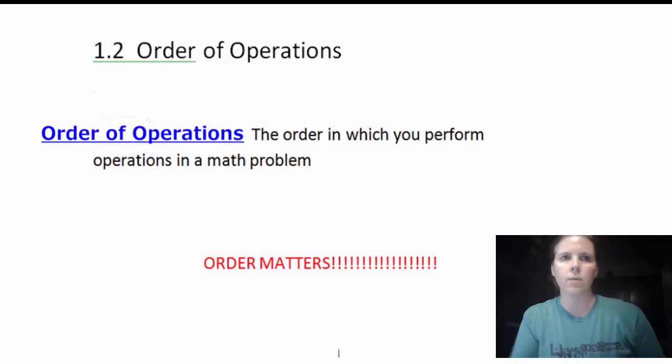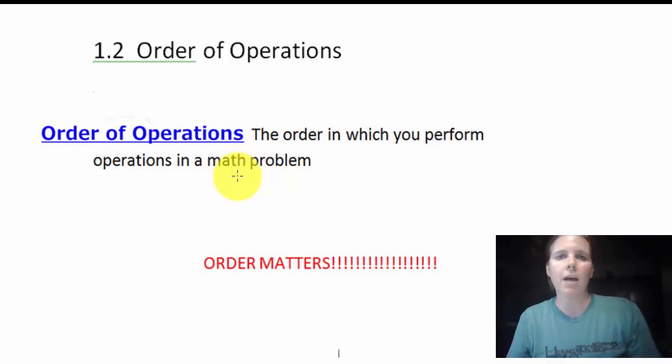Class. We are doing section 1.2 today, order of operations. And there's another definition here. This is kind of a definition that I put together. It's not the technical definition, I guess, but order of operations, which you've all probably heard of. And I just say it's the order in which you perform operations in a math problem.